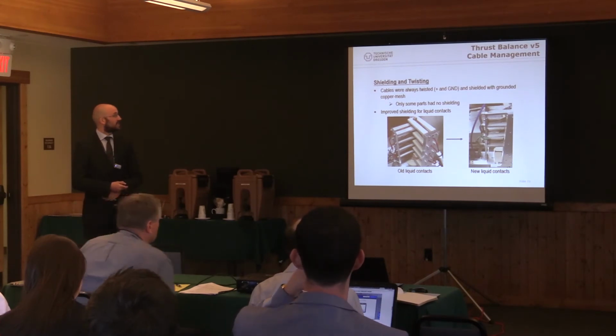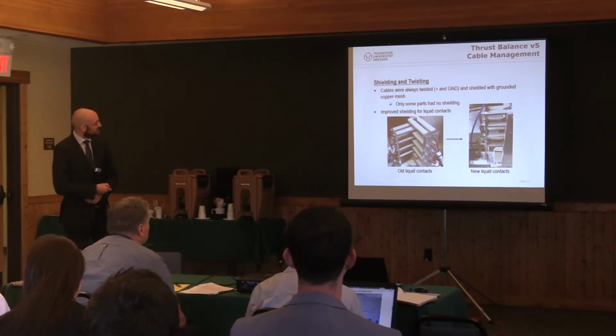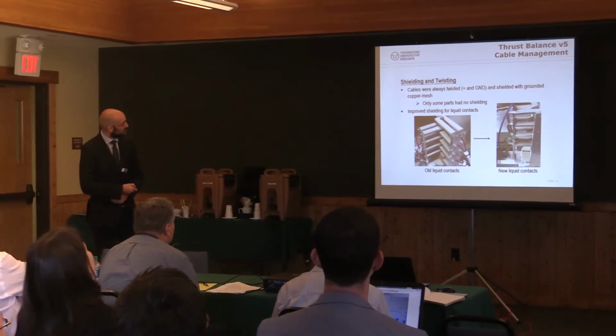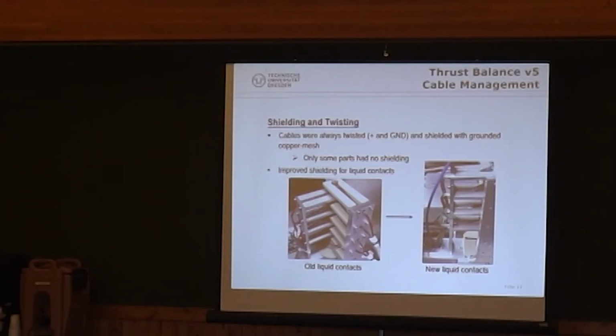About the cable management, one of the criticisms was that these cables are not very optimized. They have no copper shielding around them, and here's a loose cable. But actually, all the cables were twisted the whole way, and only this small part was not shielded by a copper mesh. So in the new coaxial version, we changed it and put a proper shielding around it.